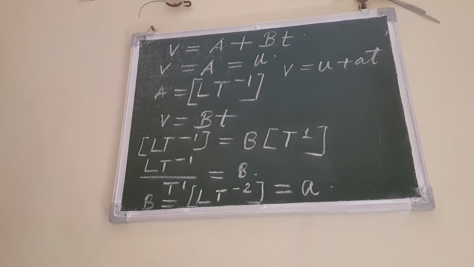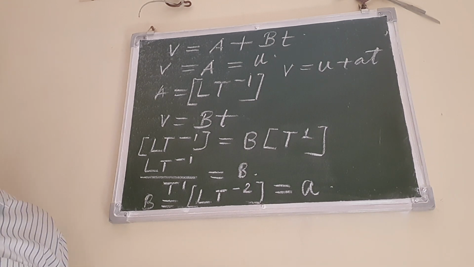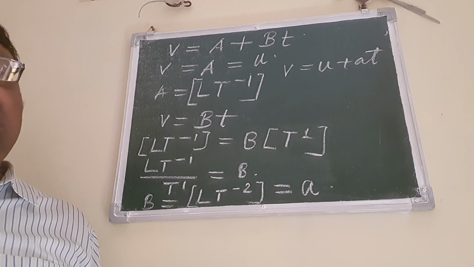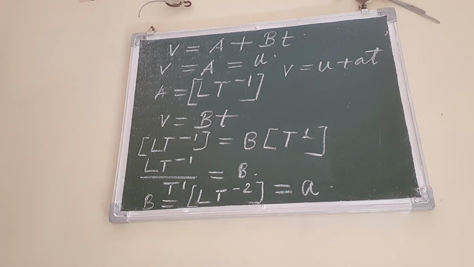So the dimensions of all the terms are equal. The dimension of velocity becomes equal to the dimension of A. The dimension of velocity is LT raised to power minus 1, so the dimension of A becomes LT raised to power minus 1. Similarly, the dimension of V becomes equal to the term Bt, where T is time. So the dimension for velocity, LT raised to power minus 1, is equal to B.